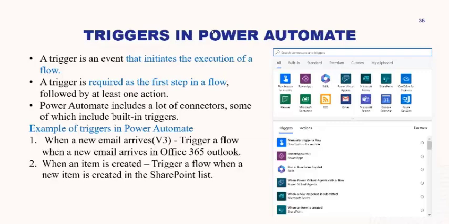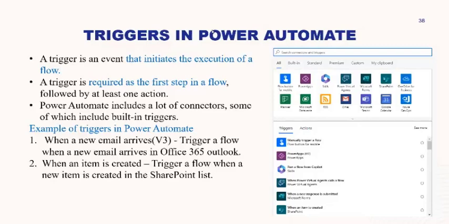In Power Automate, a trigger is an event that initiates the execution of a flow. It is the first step of the flow, followed by at least one action. As Power Automate includes a lot of connectors, some of which include built-in triggers. For example, the triggers in Power Automate are when a new email arrives, it will trigger a flow when a new email arrives in the Office 365 Outlook.